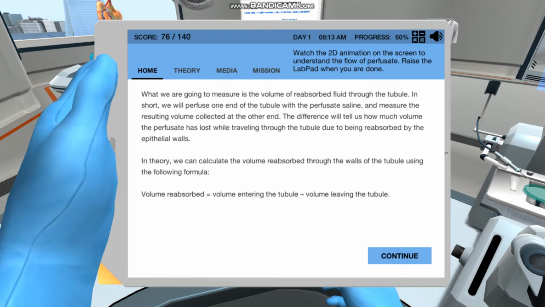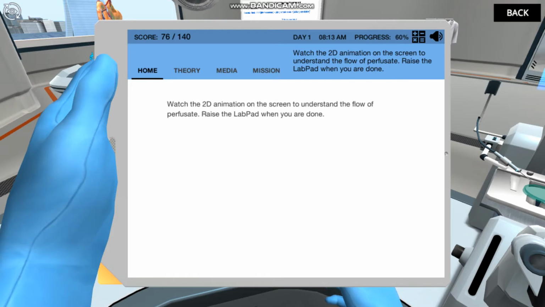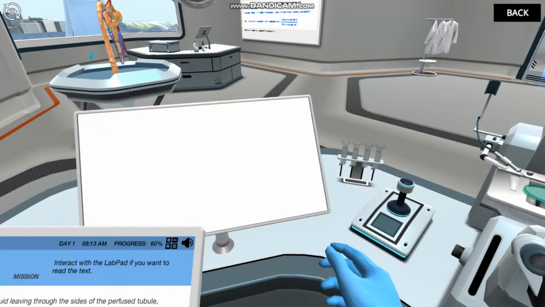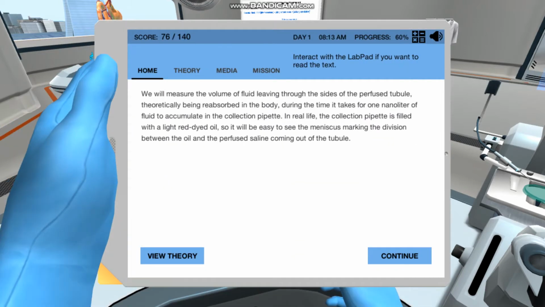In theory, we can calculate the volume reabsorbed through the walls of the tubule using the following formula: volume reabsorbed equals volume entering the tubule minus volume leaving the tubule. We will measure the volume of fluid leaving through the sides of the perfused tubule, theoretically being reabsorbed in the body, during the time it takes for 1 nanoliter of fluid to accumulate in the collection pipette.